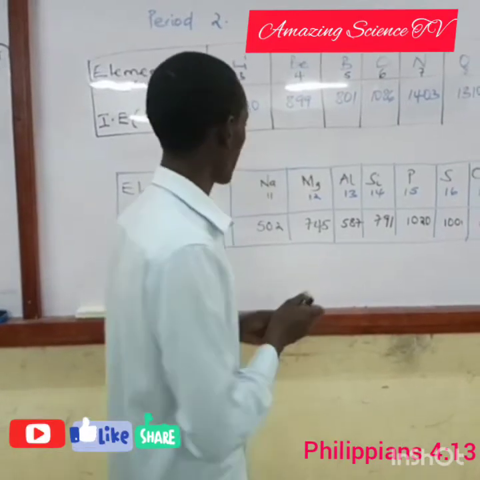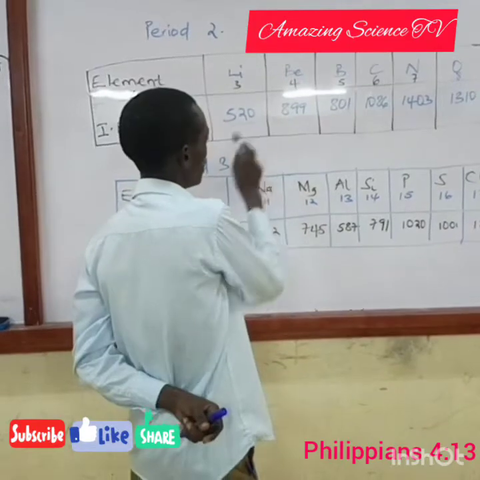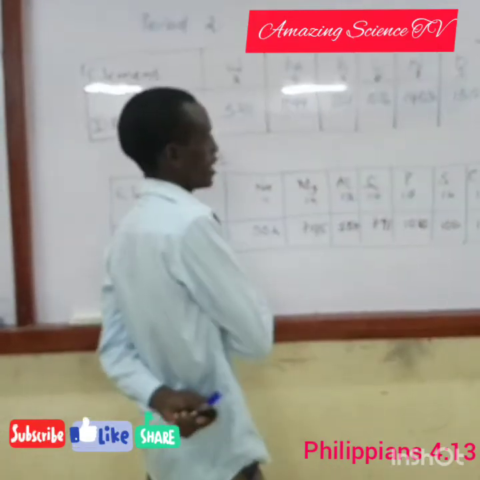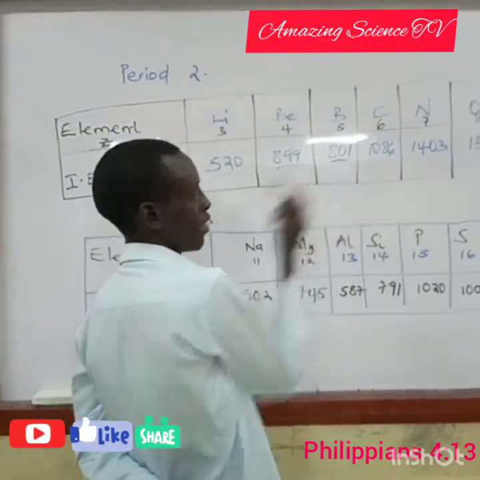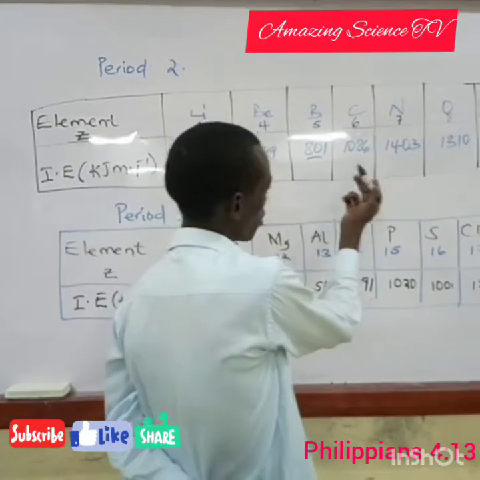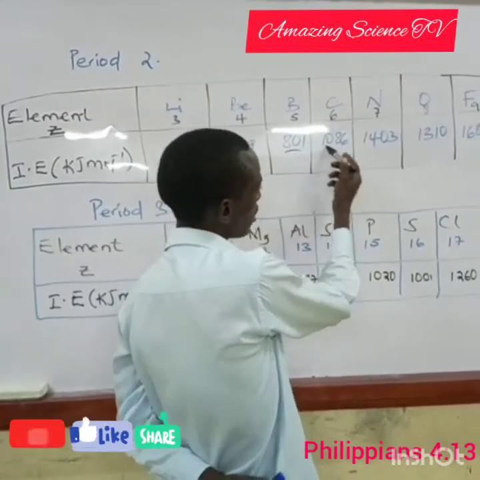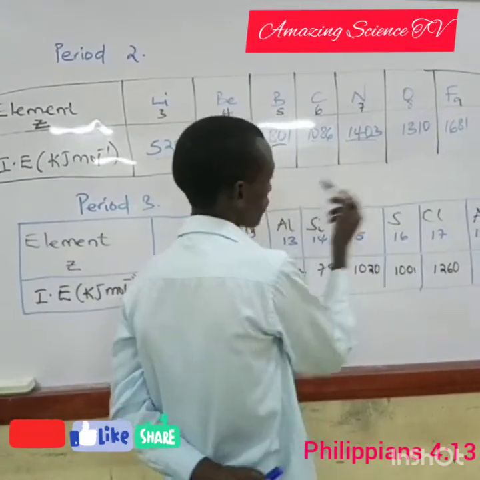So we have abnormalities here. When you check on these trends, we see a 520. This is 899. We expected it to continue rising, but here there is a fall. So what would be the reason for the fall? We check also on the same thing. Here there is an increase. But this increase, when we reach here, we see a fall.